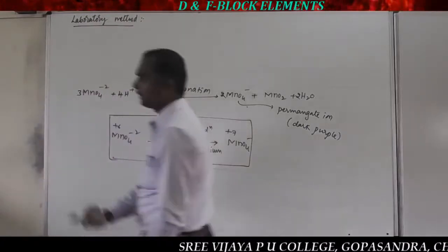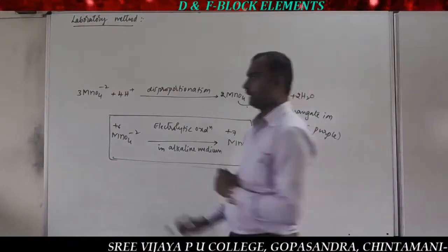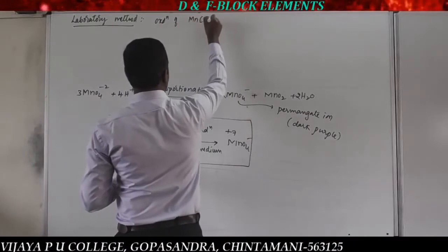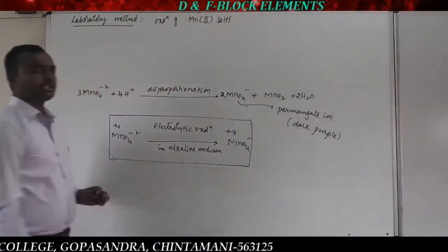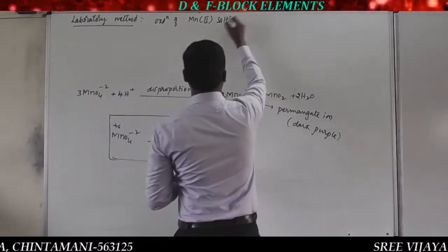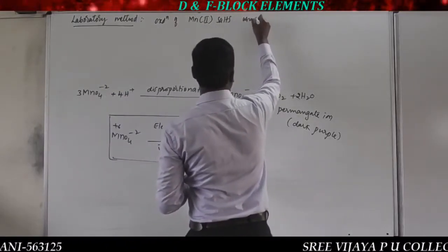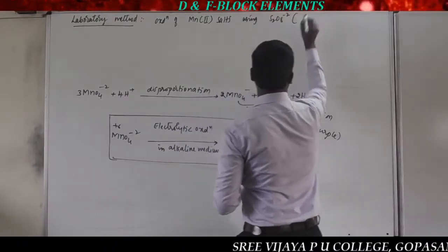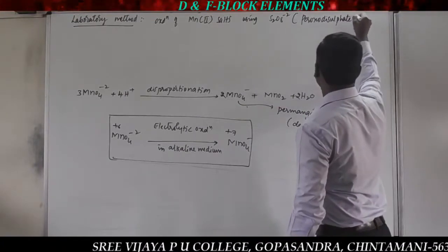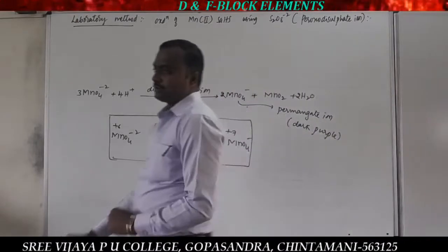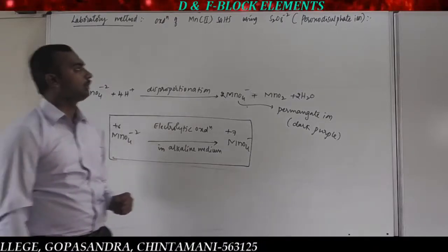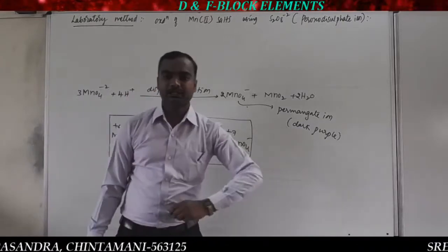So how do we prepare it? In the laboratory we can prepare potassium permanganate by the oxidation of Mn2+ salts. Mn2+ salts, for example manganese sulfate, manganese chloride, manganese bromide, and others, using S2O8 2-, which is called the peroxodisulfate ion. So in the laboratory we can prepare potassium permanganate through the oxidation of Mn2+ salts using the peroxodisulfate ion.